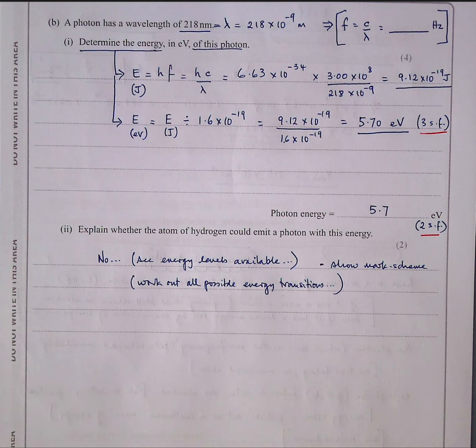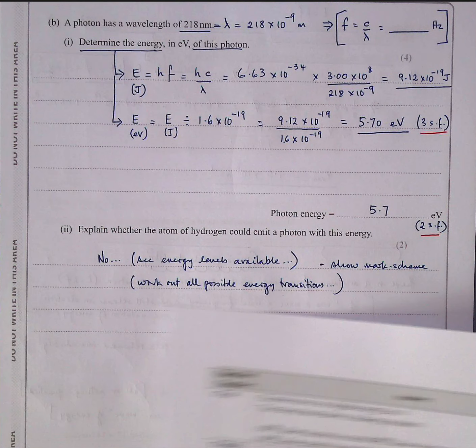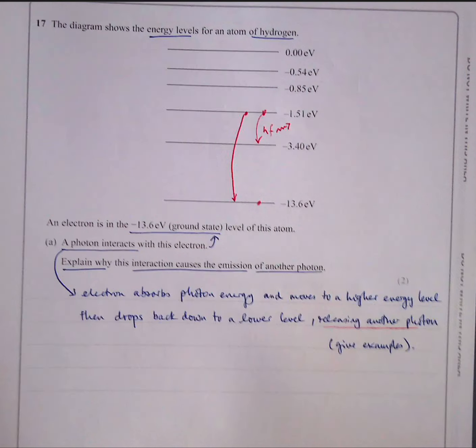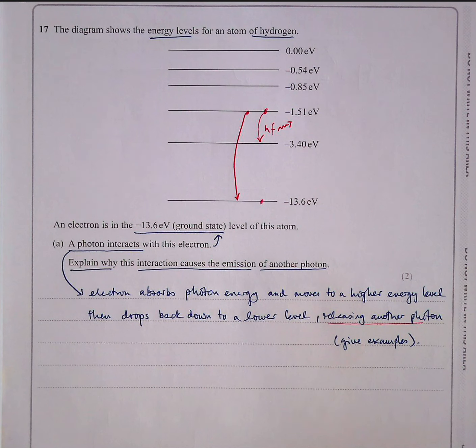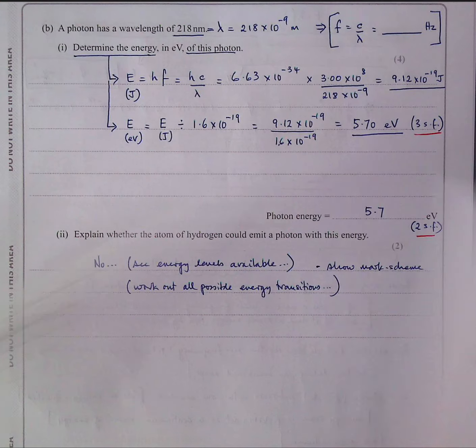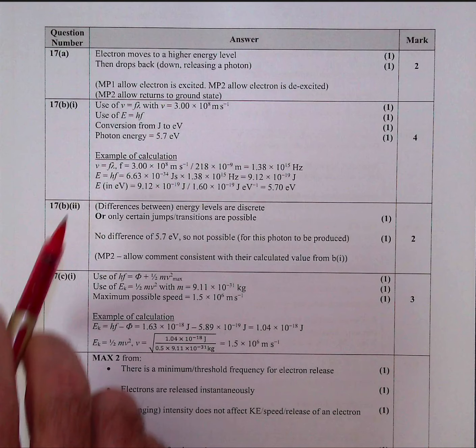Okay, so we're talking about question 17. It says, explain whether the atom of hydrogen could emit a photon with this energy. So the answer is no, because of the energy levels available in here. You have to work out all the possible energy transitions, and you'll see none of them have a transition of 5.7 electron volts. It has to be the energy transition between two levels being exactly 5.7 electron volts. And here is the mark scheme, which you can look at. It's 17b part 2. So here it is.